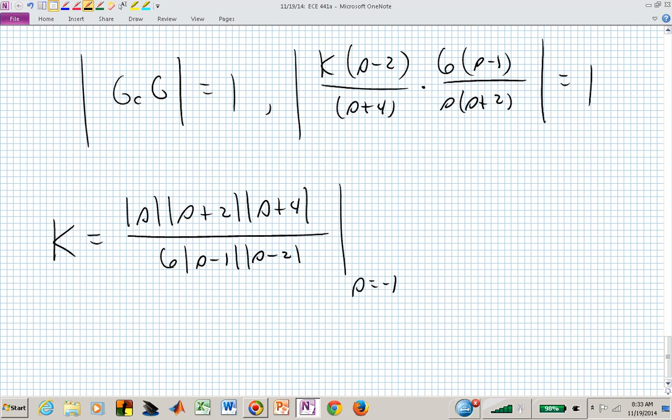And now this is pretty quick. You could do this in a minute. The magnitude of -1 is 1. The magnitude of -1 plus 2. See, this higher level math, you really have to make sure we're paying attention. That's also 1, isn't it? -1 plus 4 is 3. I now have that 6. That was given to me as a gain in the plant to begin with.